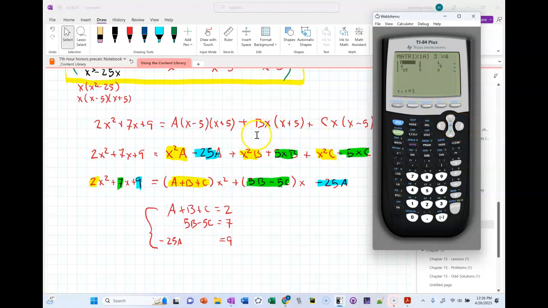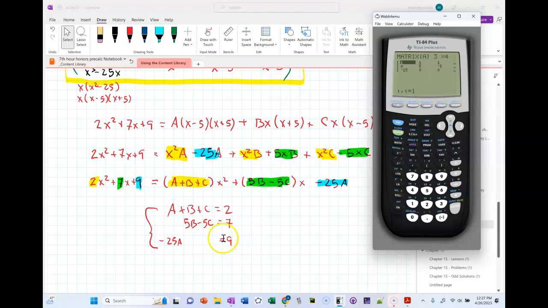So that's all good. And then I'm just going to type in the coefficients of each row as the coefficients for each equation. The first row is going to be 1, 1, 1, and then 2. I've already done that in my calculator. The next row would be 0, 5, -5, 7. And the last row is going to be -25, 0, 0, and then 9.